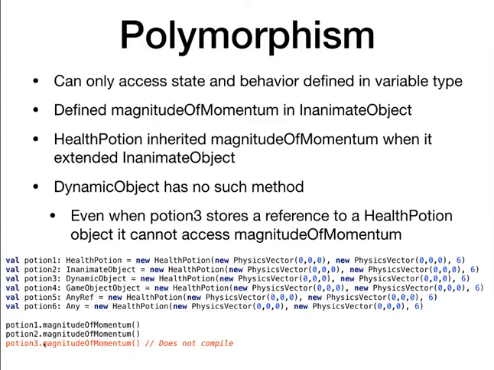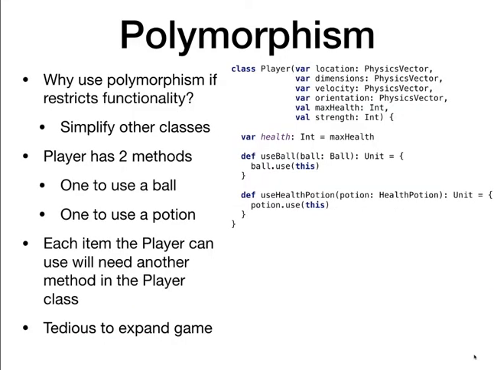So this won't even compile. You can't even run your code if that line is in there. But why? Why would we ever do this? So far, the only thing we've seen about polymorphism, about storing these variables in different subtypes or different supertypes, is that it restricts the functionality, so why would we ever want to do this?